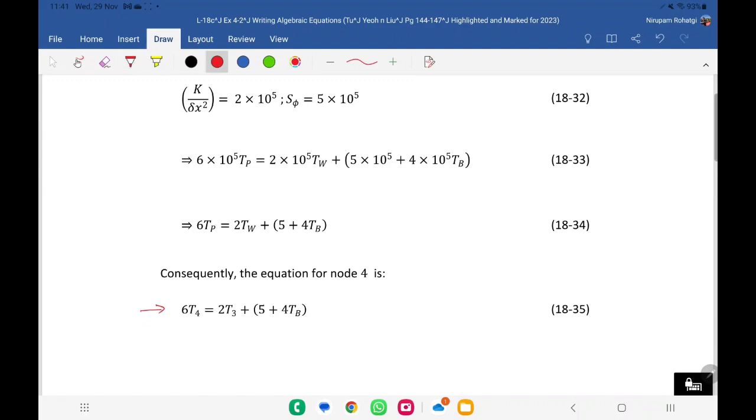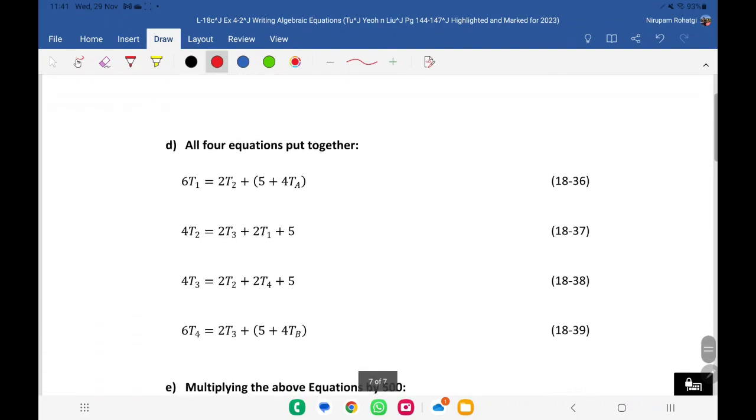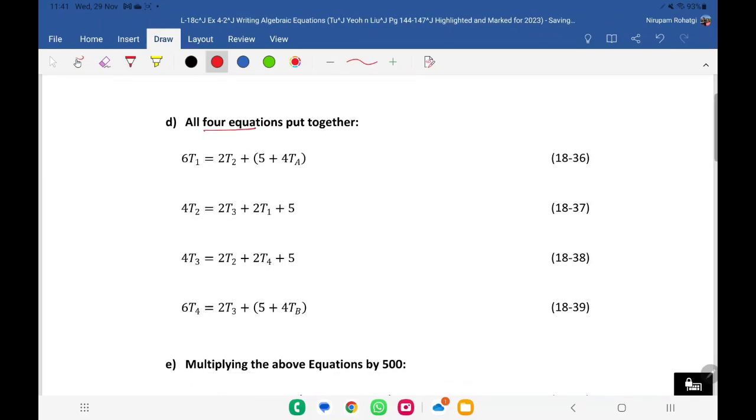Okay, now we put all the four equations together. These are the four equations you have got, and you can solve them. Whichever method you use, you can find the values of T1, T2, T3 and T4. Ta and Tb are known. You can adjust their values also, change their values also, and you will get the results.